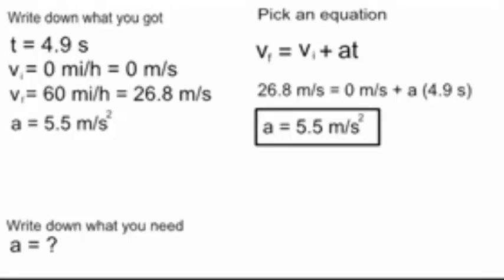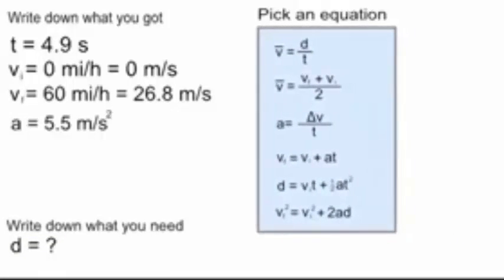But if we now want to find something else, for example the distance, we will write down what we need. The distance is unknown now. We go back and choose an equation. The first formula has the distance. However, we don't have the average velocity, so we can't use it. Now, we could use another formula to calculate the average velocity and go back and use the former formula. Let's try to do it in one step.